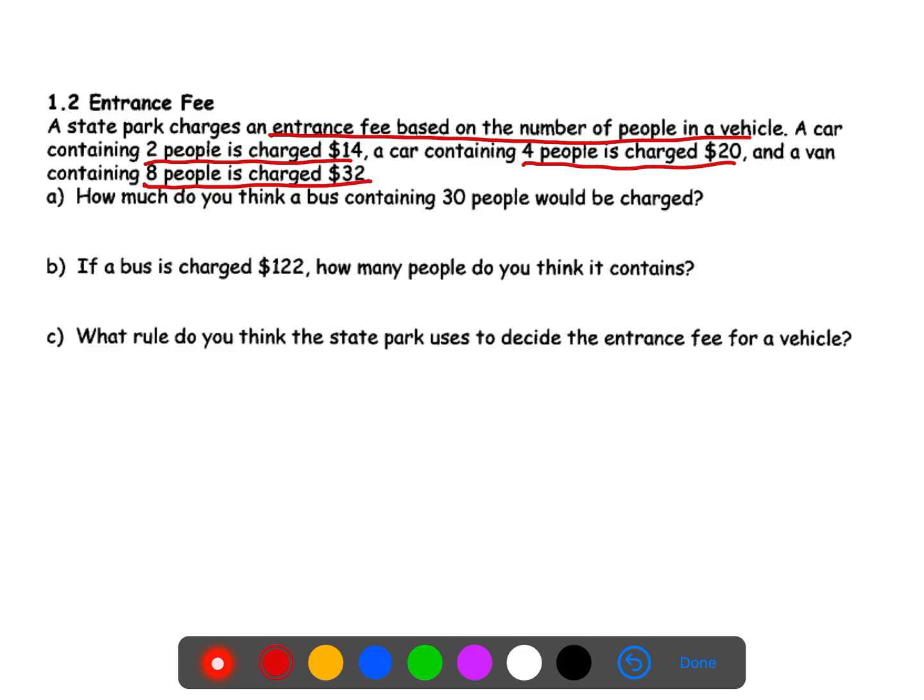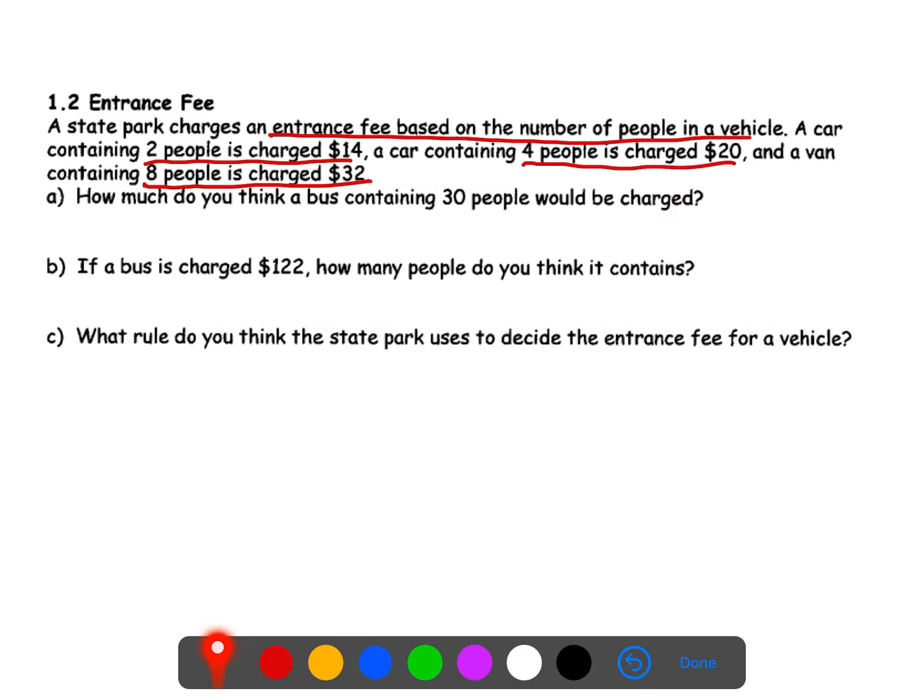Okay, now this isn't proportional. If it was proportional and 2 people come in for $14, then 4 people, twice the people, should cost double the amount of money. It should be $28, but it's not. So, first thing we need to answer, how much do you think a bus containing 30 people would be charged?